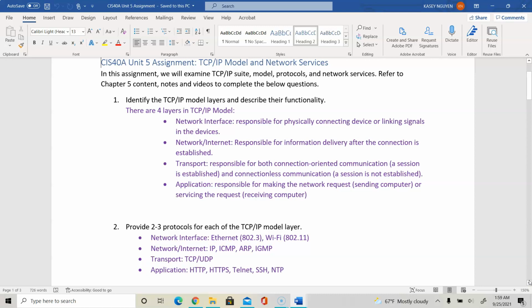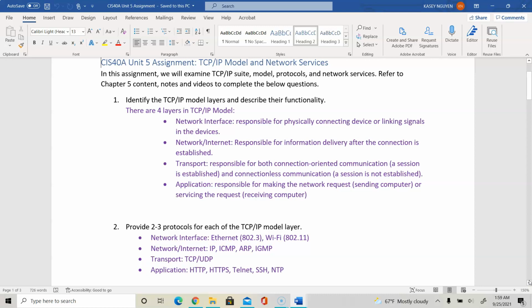The last layer, layer 4 in the TCP/IP model, is the application layer. This is responsible for network requests from the sending computer or servicing a request from the receiving computer. Some of the protocols you would commonly see include HTTP, which happens at the application layer through the browser. And then you also have additional protocols that were listed in the notes on the first page.